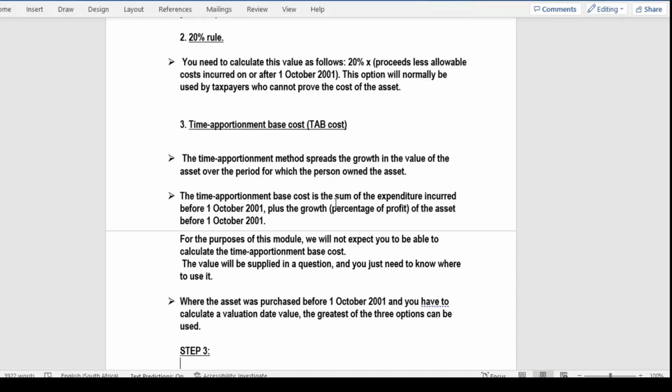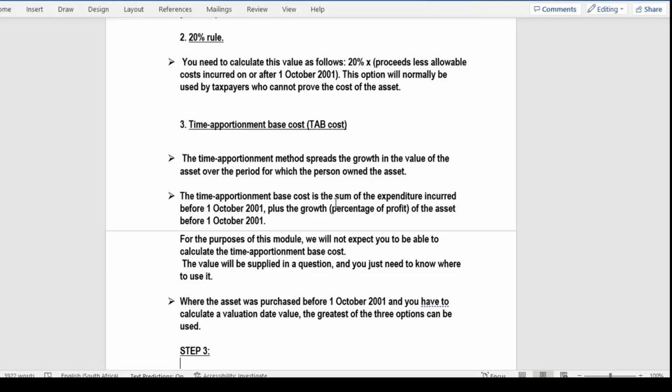Then you've got the TAP, which is the time apportionment based cost. The time apportionment based cost spreads the growth in the value of an asset over the period the owner owned the asset. It further says that the TAP cost is the sum of the expenditure incurred before the 1st of October 2001 plus growth, which is the percentage profit of an asset before the 1st of October 2001. It's quite confusing. I don't think you will have to calculate that, or usually they would give you that in the example.